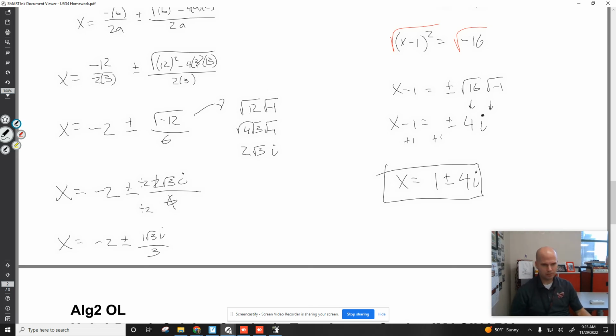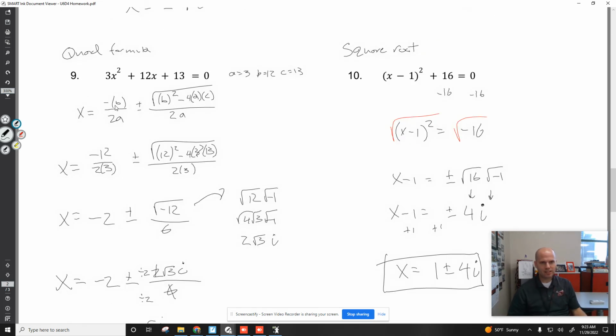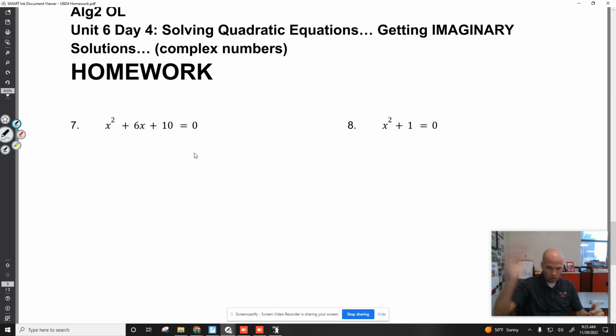And this is my solution. Negative 2 plus root 3i over 3 and negative 2 minus root 3i over 3. Here's another quadratic formula. X equals negative b, the opposite of b, over 2a plus or minus the square root of b squared minus 4ac over 2a. You can also have it all at once, depending on what your teacher likes. X equals the opposite of b plus or minus the square root of b squared minus 4ac all over 2a.